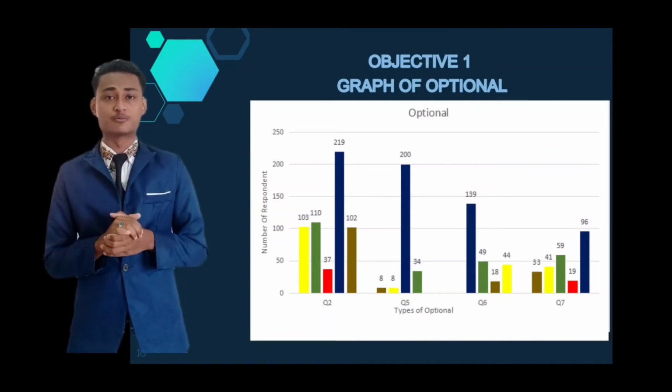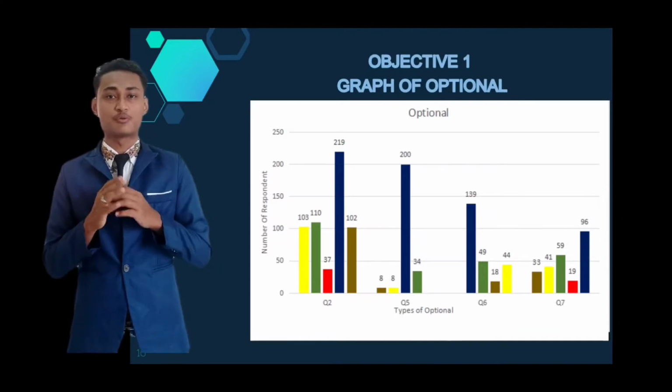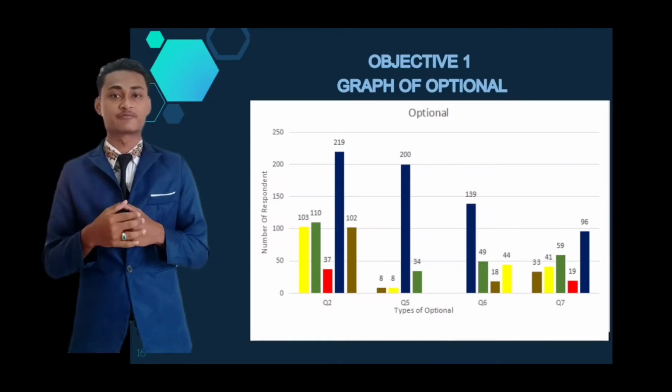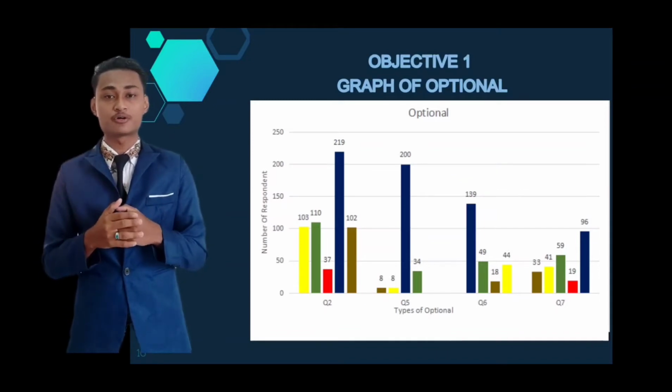For optional, from question number 2, the highest numbers of respondents has responded chicken and fish bones. Next, the respondents who responded fruits were the lowest. The difference between the highest and the lowest is 72.8%.